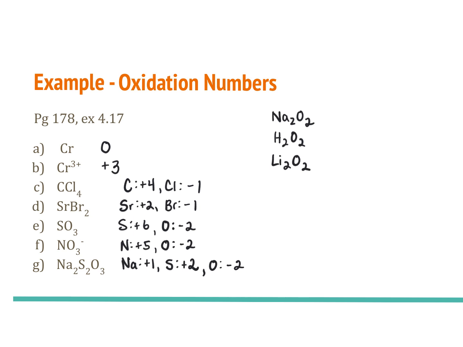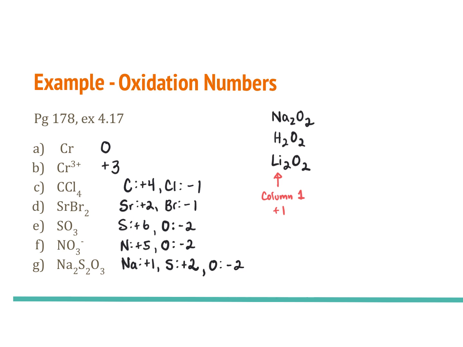All 3 of these have in common an element from column 1 in the periodic table. And column 1 tends to have a +1 charge. And you'll notice in all 3 examples, we have 2 sodium, 2 hydrogen, 2 lithium. If each of those atoms is +1, we have a total +2 oxidation number. The only way that that could possibly work out is if oxygen has a -1 oxidation number.